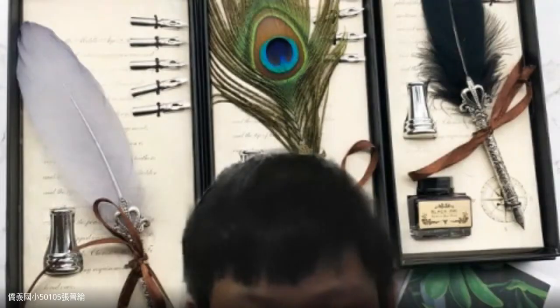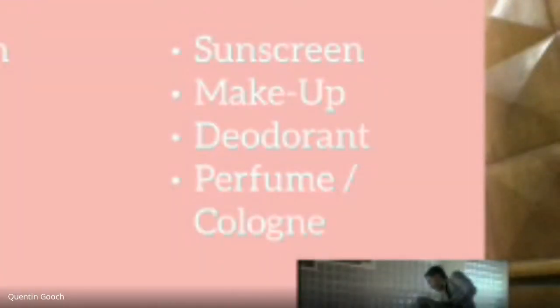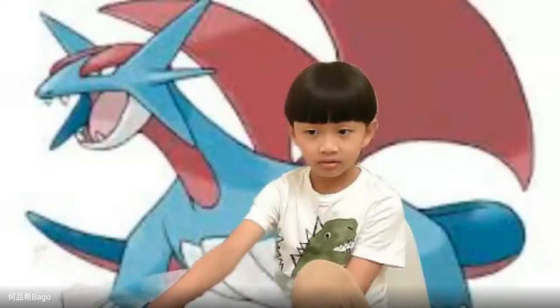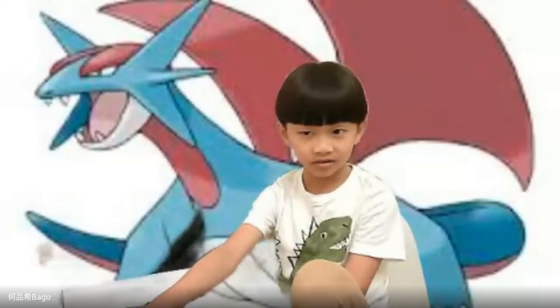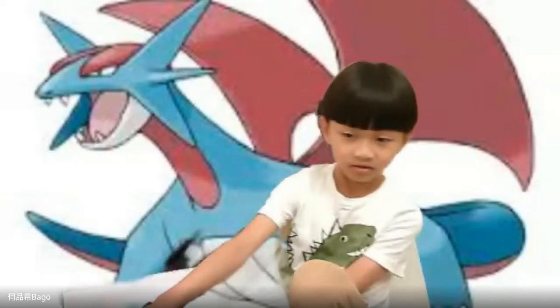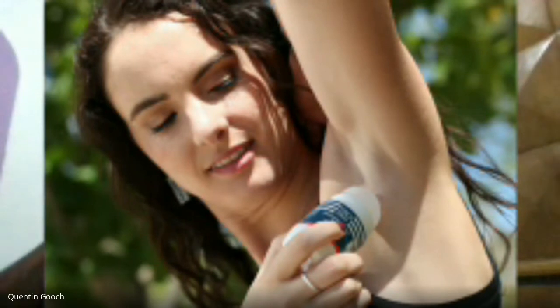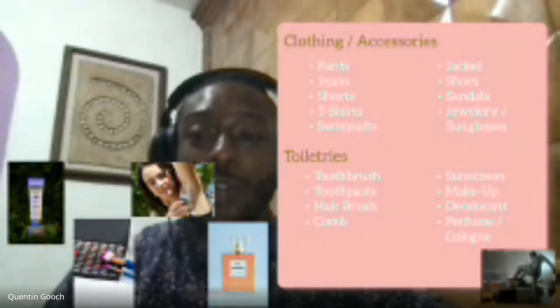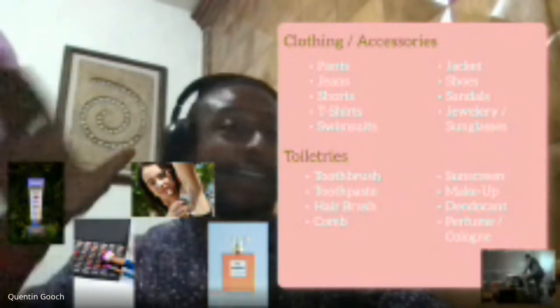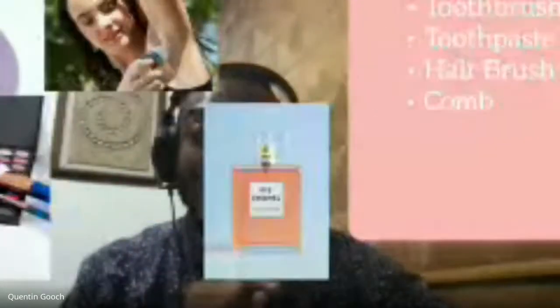This one's deodorant. Let's say that one together. Ready? Deodorant. Yeah, deodorant. That's another toiletry that we often bring. One more time, everyone. Deodorant. Very good. And last one.